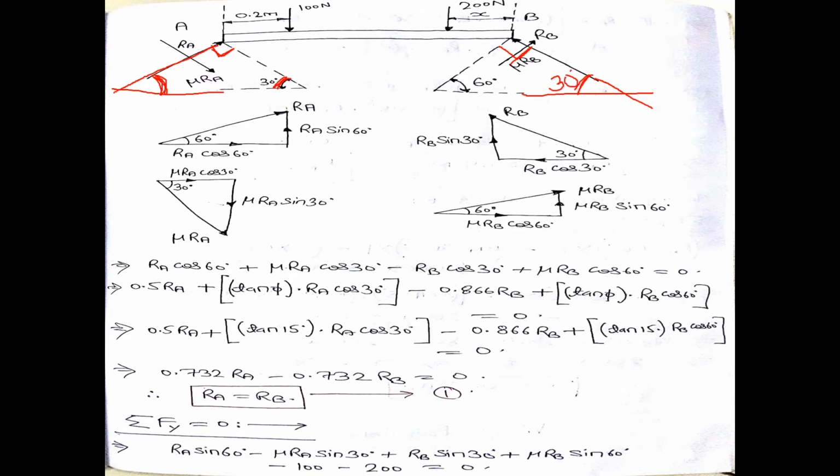Okay, that means if this is your RA, and this is your 60 degree, at this particular point this angle is also 60 degree. That means this RA will have two components. One component is RA cos 60, another component is RA sin 60. Similarly, for RB, if this is 30 degree, then definitely this is also 30 degree, and this is the direction of RB. Again, this RB will have two components. One component is RB cos 30, another component is RB sin 30. Is it clear so far?